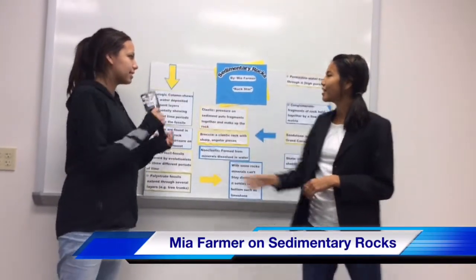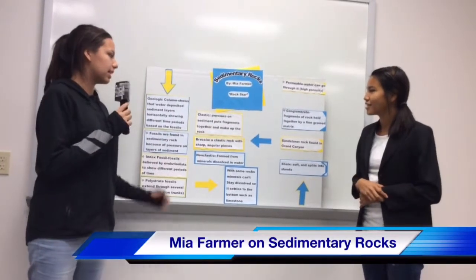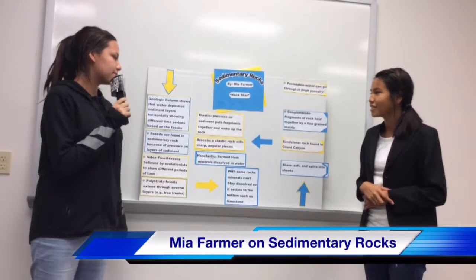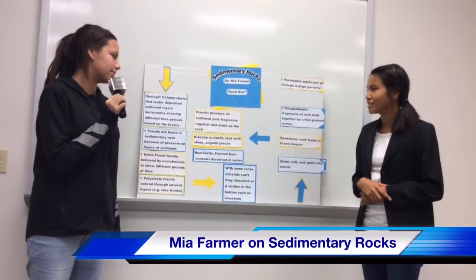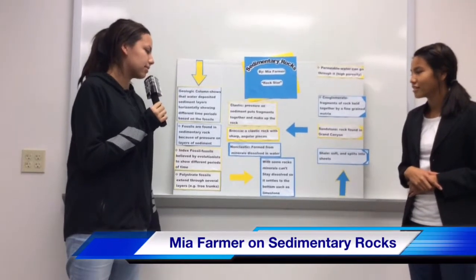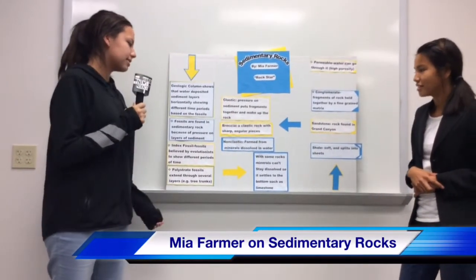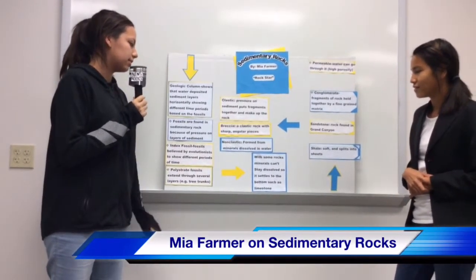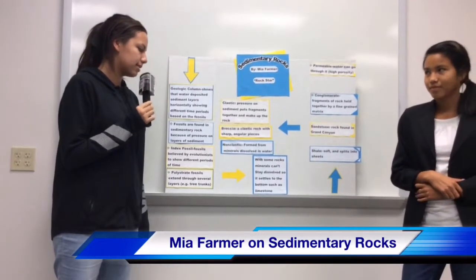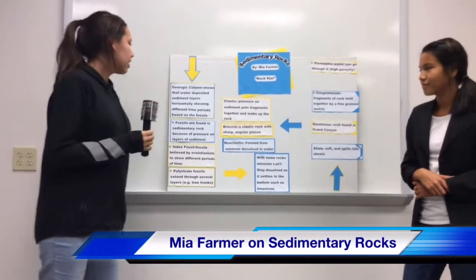So, what do we have here? We have sedimentary rocks, which there are two kinds. There's clastic and non-clastic. Clastic is pressure on sediment puts fragments together and make up the rock. An example is breccia, a clastic rock with sharp angular pieces. Non-clastic is formed when minerals dissolve in water. With some rocks, minerals can't stay dissolved, so it settles to the bottom, such as limestone.